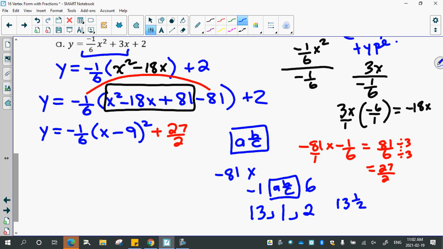Shift your second. And it changes it to 27 over 2. So that red number there, you can get on your calculator by doing negative 81 times negative 1/6 with your fraction button. Okay? Anyone need help with their fraction button? This doesn't work?